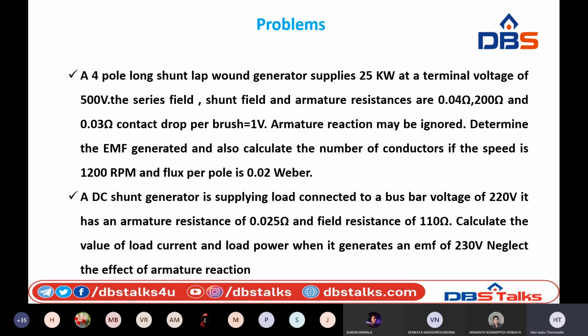25 kilowatt, and the series field, shunt field, armature resistances are 0.04, 200 ohm and 0.03 ohm. Contact drop per brush is 1 volt, for each brush 1 volt. Armature reaction may be ignored. Determine the EMF generated and also calculate the number of conductors if the speed is 1200 rpm. Flux per pole is 0.02 Weber.